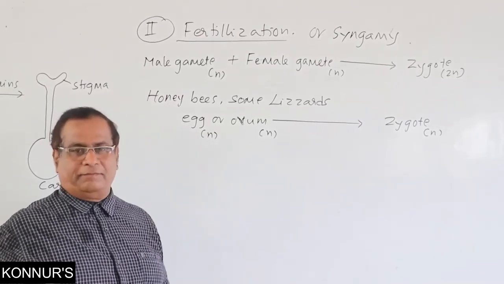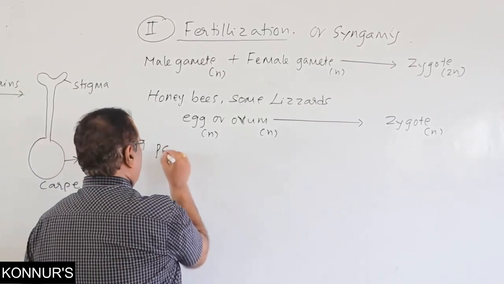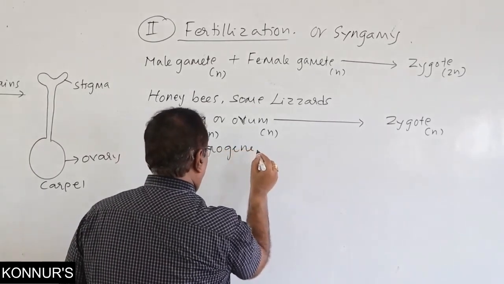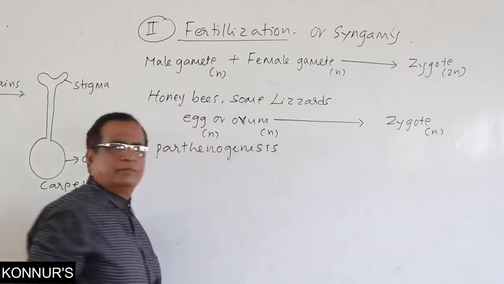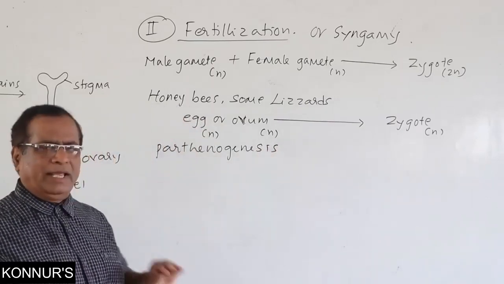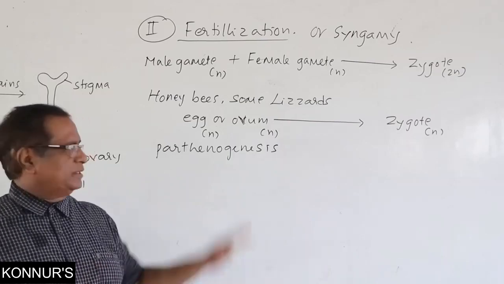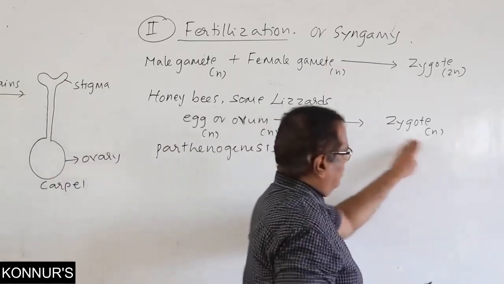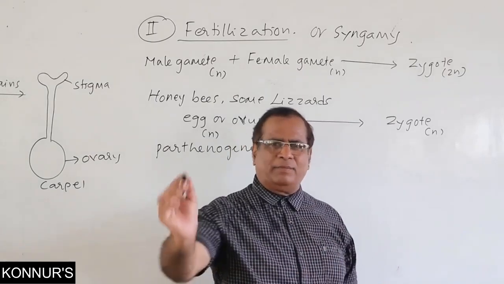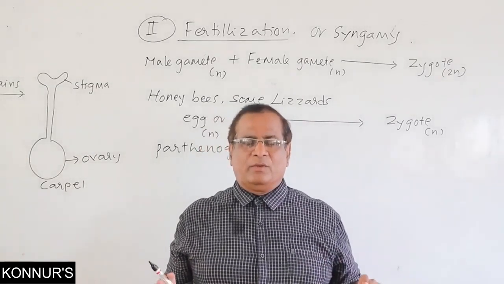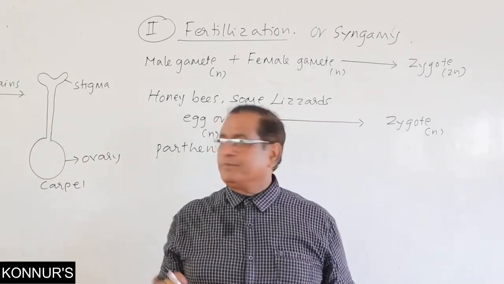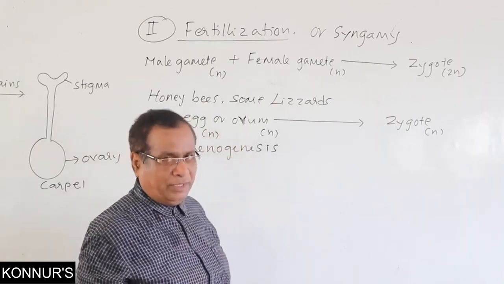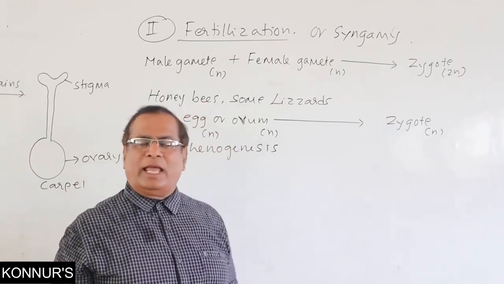And this kind of process is said to be parthenogenesis. Parthenogenesis. Here, eggs directly become young ones, without fertilization, and they are haploid only. The female gametes are haploid in nature and the individuals will be haploid only.